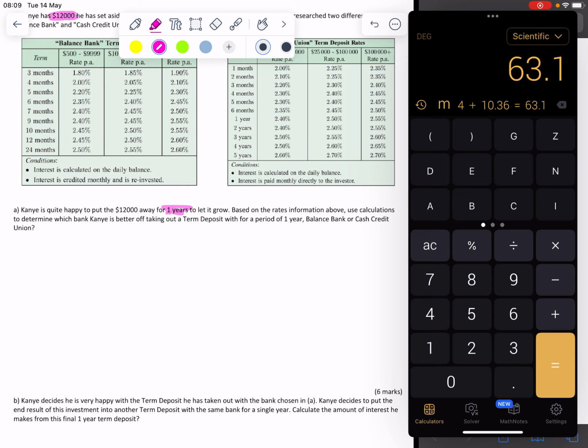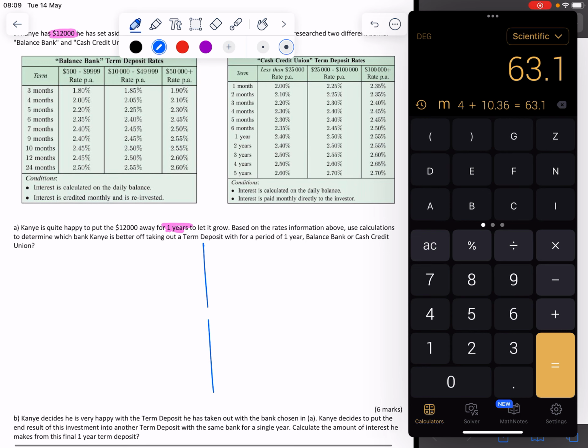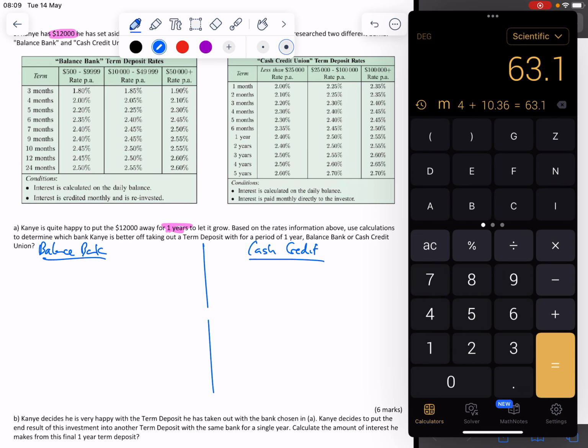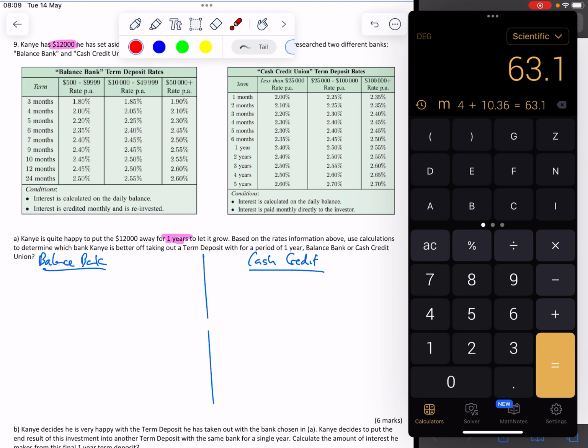So let's split it. Balance bank, cash credit. Balance bank, interest is calculated on the daily balance, so you have to look at the conditions, and it's credited monthly and reinvested. As soon as it says reinvested, we're talking about compound interest. It's 12 grand, and it's for 1 year, so 12 months, so we're talking a rate of 2.5. So N, interest rate is going to be 2.5. PV, he's going to put away 12,000. PMT is nothing. FV is what we want to solve for.